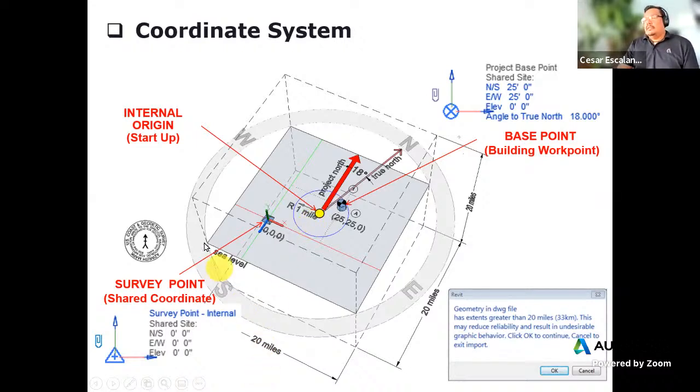The point that defines the shared coordinate system has this shape. It's a little triangle with two arrows. The x direction is represented in red, the y direction in blue, and z in green. And so the survey point indicates a spot in the project that is associated with a geodesical survey point, ideally.